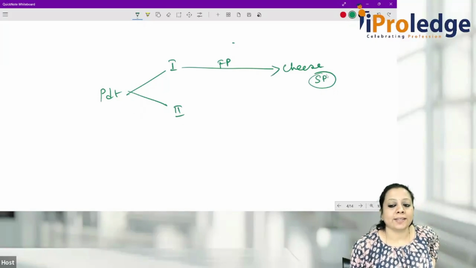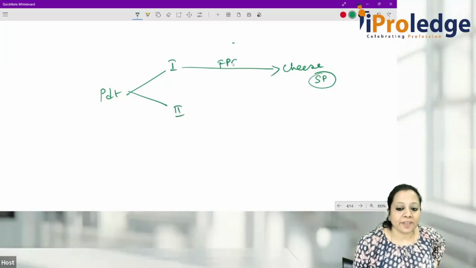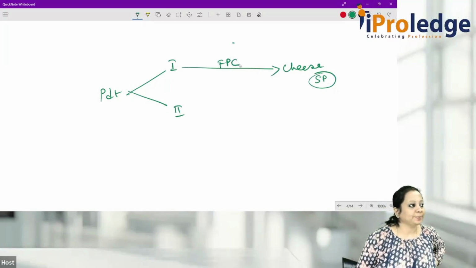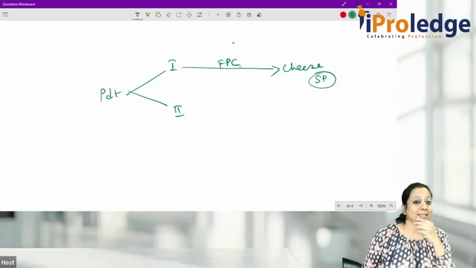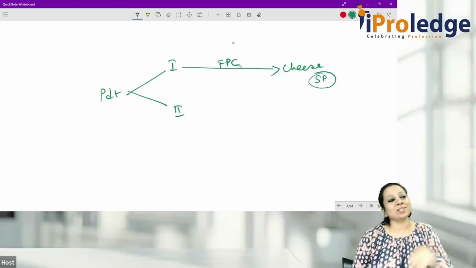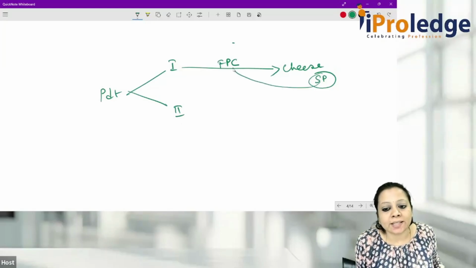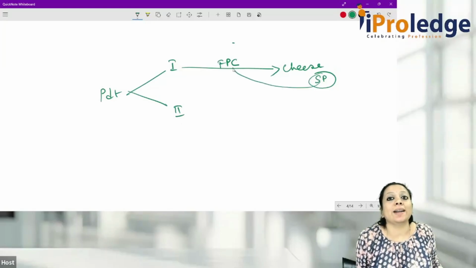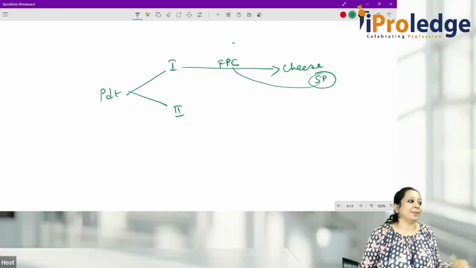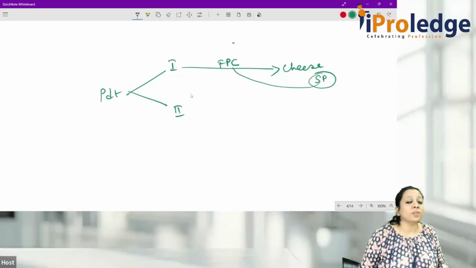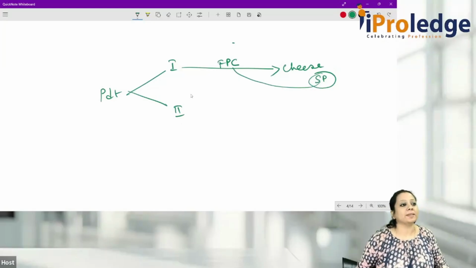This selling price minus further processing cost, right? You cannot make cheese from paneer without cost. That cost is called further processing cost. So this selling price minus this further processing cost is what is called net realizable value. Does everyone understand? Of course, joint cost also should be considered.